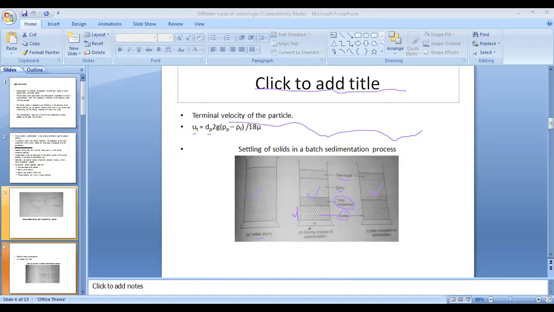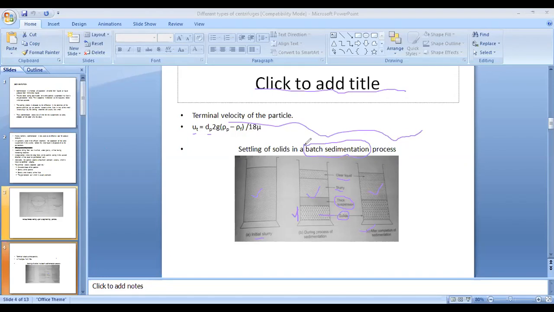Then this is the final stage. During the final stage of sedimentation, we can observe only two zones. The bottom zone is rich in solid, and above that is clear liquid. All the solids present in the slurry will be deposited at the bottom of the cylindrical tank. That is due to the terminal velocity of the particle, and the remaining part above is clear liquid. So this is batch sedimentation. We cannot disturb it during the process, so that's why we call it batch sedimentation.